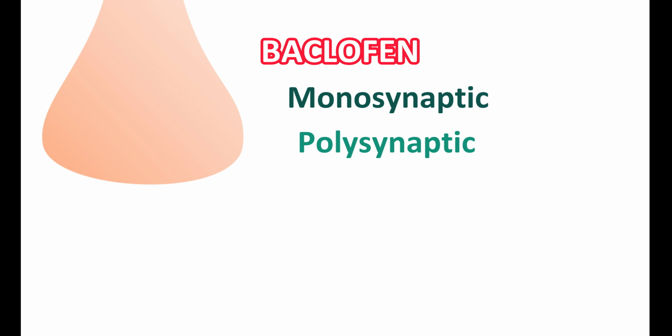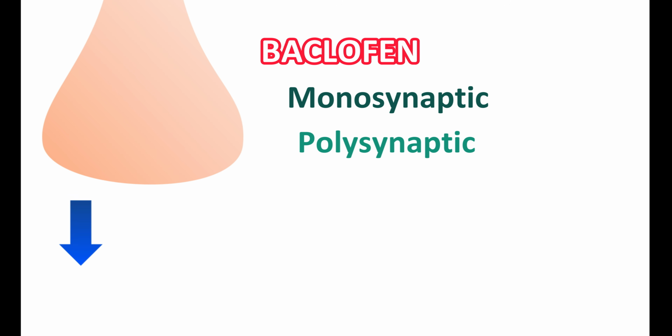Now let's see how it works. Baclofen acts by reducing the activity of a few neurons in the brain. It inhibits both monosynaptic and polysynaptic reflexes at the spinal level. That means it can inhibit the synaptic transmission formed by 2 neurons as well as that formed by multiple neurons.